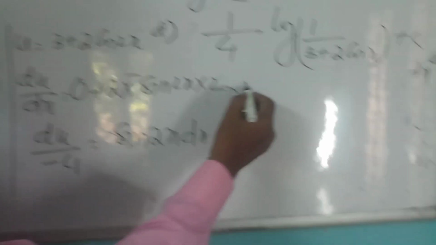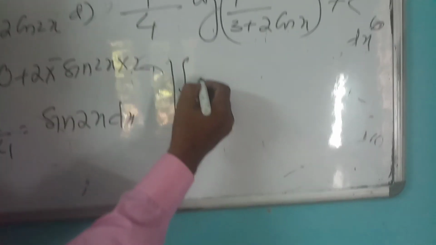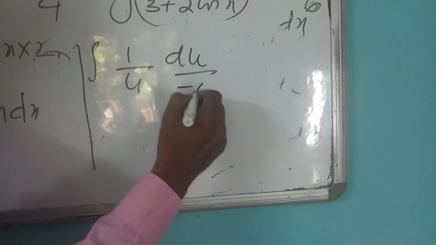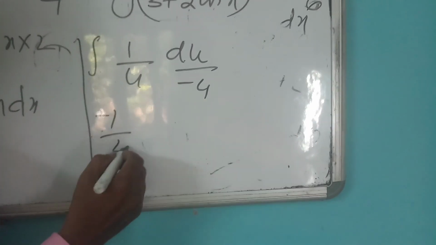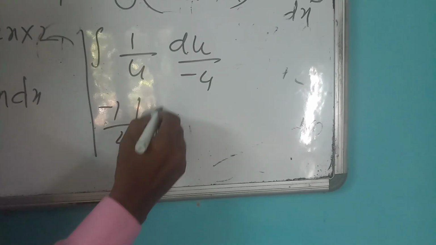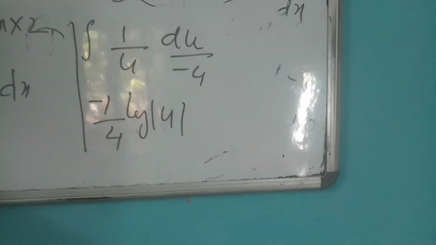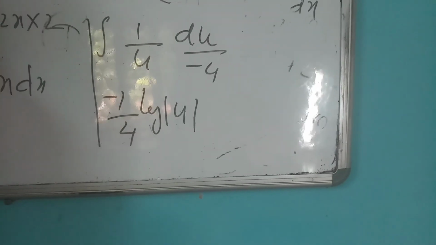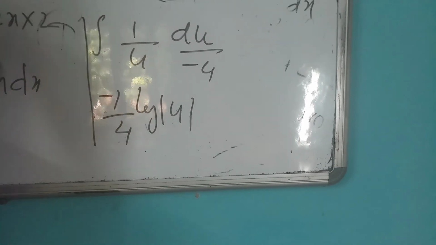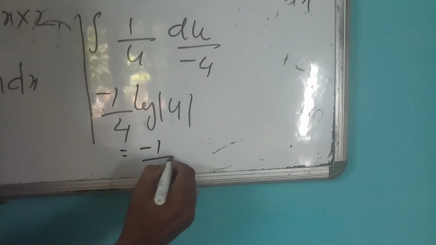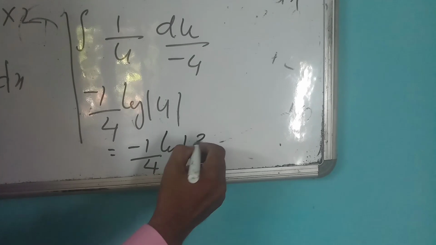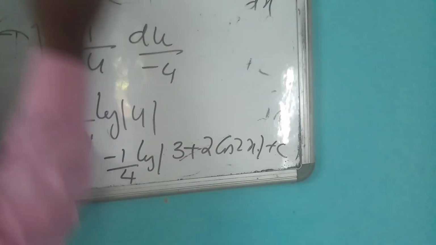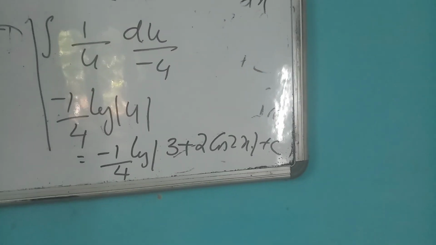That is integral of 1 by u into du by minus 4. That is minus 1 by 4 into integral of 1 by u, which is log mod u, where u is 3 plus 2 cos 2x. Therefore, our answer is minus 1 by 4 log of mod 3 plus 2 cos 2x plus c. That is choice A, answer is A.